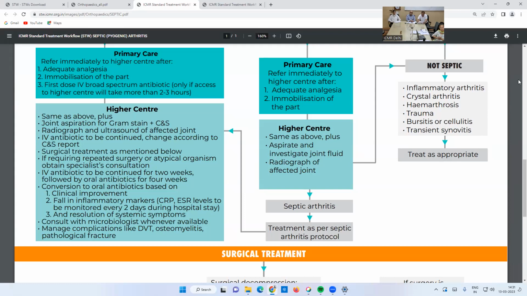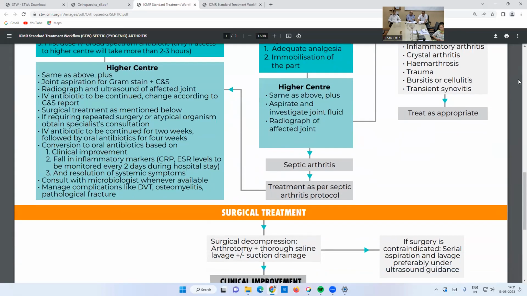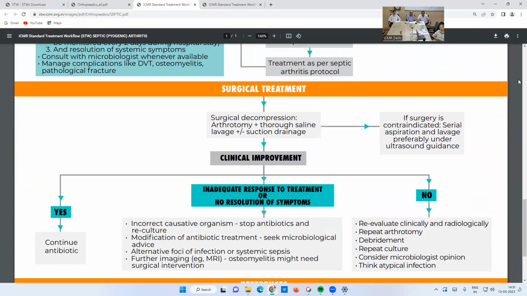But if no definitive alternative diagnosis is made based on the history and clinical examination, we have to think of other diagnoses which can mimic septic arthritis, for example, inflammatory arthritis, joint crystal arthritis like CPPD and gout, or hemarthrosis, or the patient has some trauma, or bursitis or cellulitis. And sometimes transient synovitis is a close mimicker of septic arthritis, but it has to be ruled out and then treated as appropriate. So now coming on to the surgical treatment.